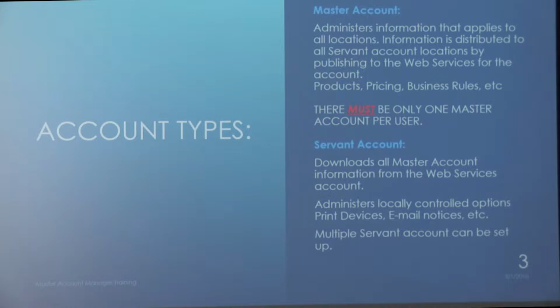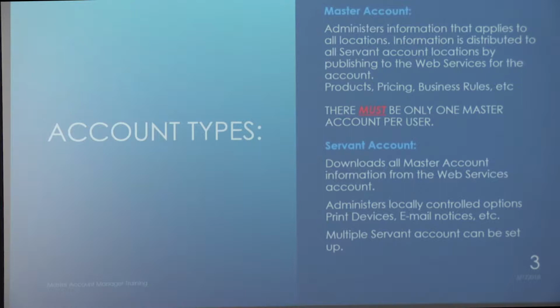it just goes on with its regular processing for the day. The servant account administers the local things, basically just what we went over this morning. Print devices, email notices, anything that is local to that store. That is what is on the servant account. And as you know here in Melrose, you can have more than one servant account set up in the same lab to harvest different things in different ways. So you can have multiple servant accounts at any given location, and obviously at satellite locations. You can have literally as many as you want. I wouldn't go too high, but they will start to impact one another, especially in harvesting.